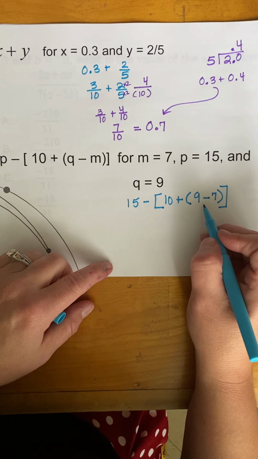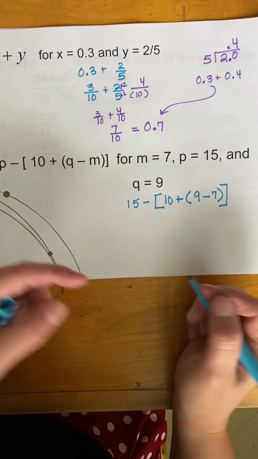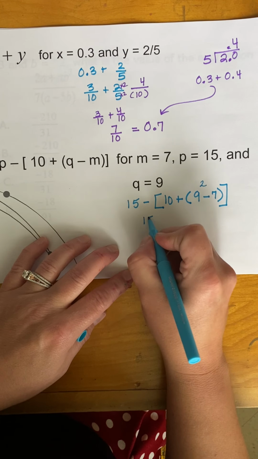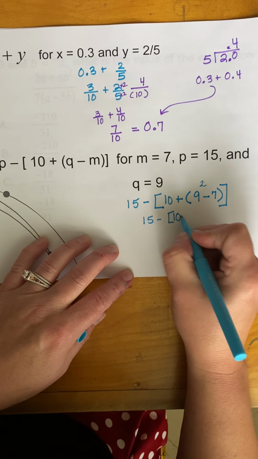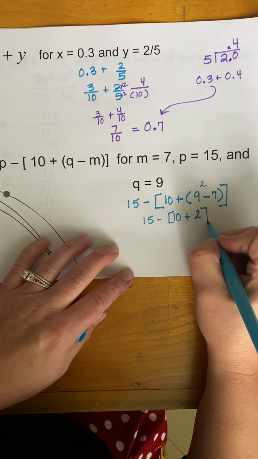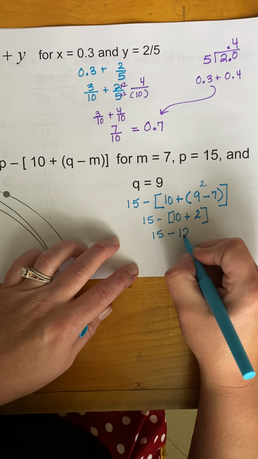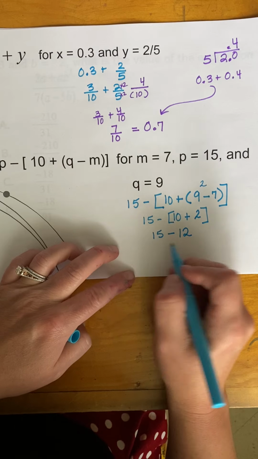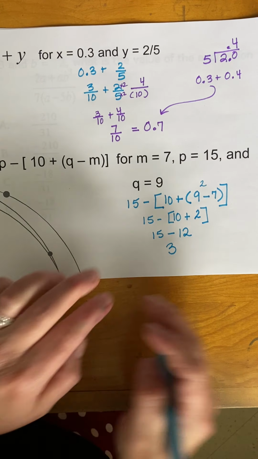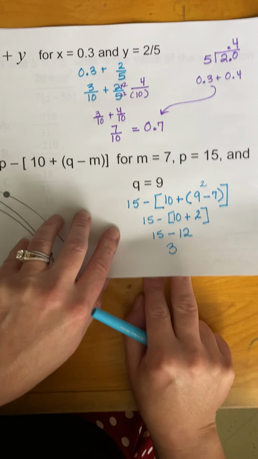So first we're going to do the parentheses inside the brackets. These are grouping symbols. We have grouping symbols in our grouping symbols. So 9 minus 7 is, of course, 2. So we have 15 minus 10 plus 2. All right, and then 10 plus 2 is 12. I'm through with my grouping symbols now. And then 15 minus 12 is 3. Easy breezy lemon squeezy. All right, let's look at one that's a little more interesting.